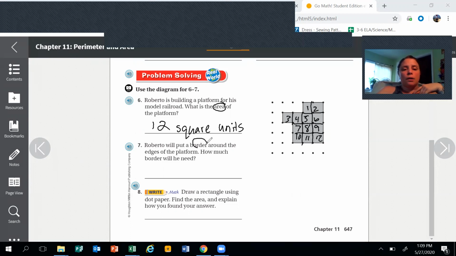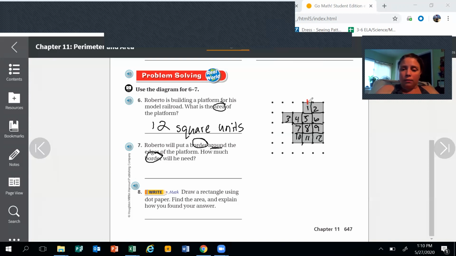Roberto will put a border around the edges of the platform. How much border will he need? When he wants to put a border around the edges, we're counting this part, right? The outside. What is the outside called? Yeah, it's called the perimeter. So I'm actually going to grab a different color here because this is a funky shape. So I want to count it, but I want to make sure I'm not overlapping and getting myself confused, okay?